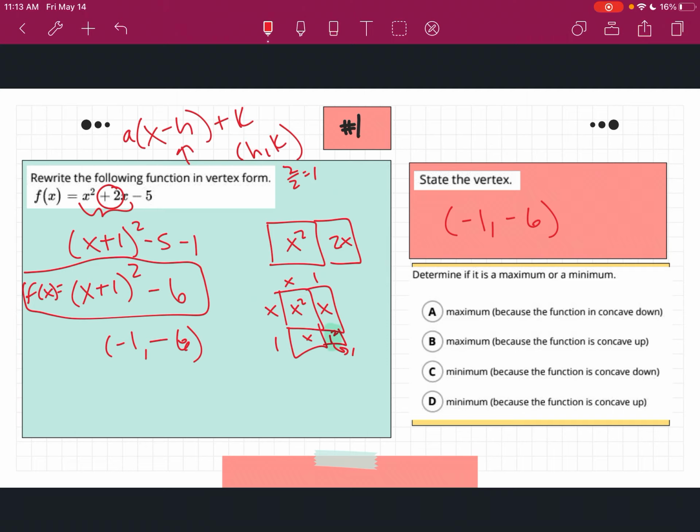All right, last part of this question, determine if this point is a maximum or a minimum. So the correct answer here is D. Okay, this is a minimum because the function is concave up. Okay, we have a positive value here in front of x squared, which is +1, which means we have a concave up function, which means that vertex down here is going to be a minimum, okay?